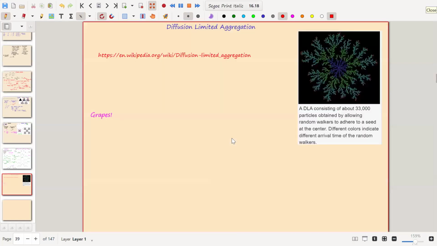Now let us see something new, that is diffusion limited aggregation. This is a natural way to create fractals. This is known as a DLA, diffusion limited aggregation. I have taken this from Wikipedia. You can see a DLA consisting of about 33,000 particles obtained by allowing random walkers to adhere to a seed at the center. Different colors indicate different arrival times of the random walkers. Now, what is this? This is very abstract. Let me give you a real-time example.